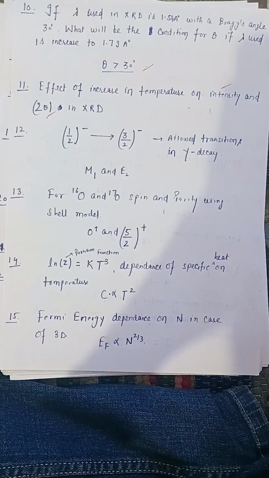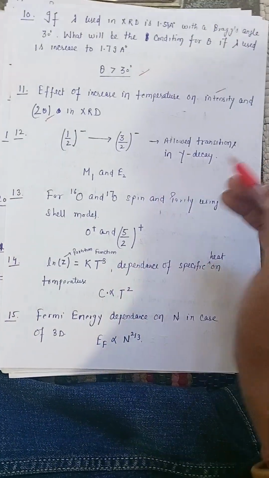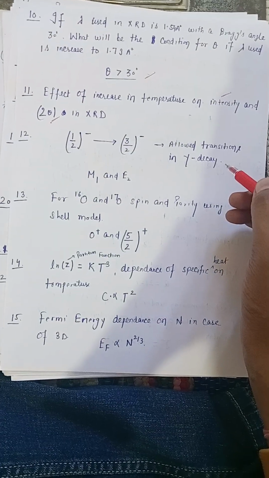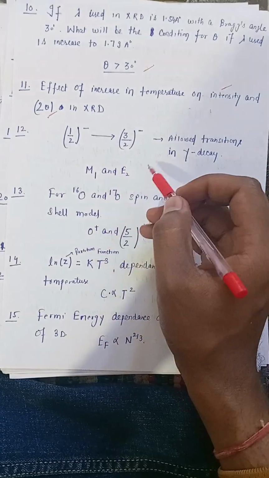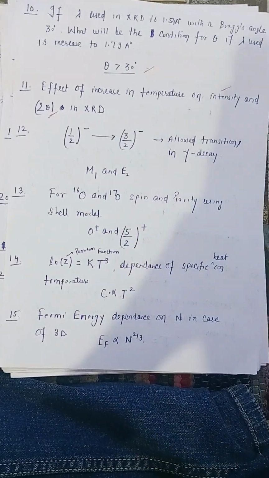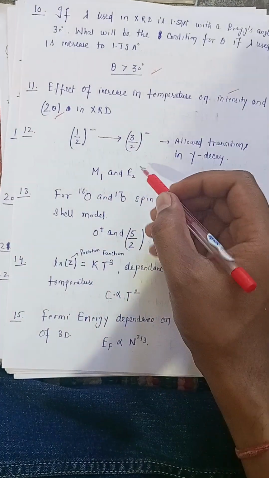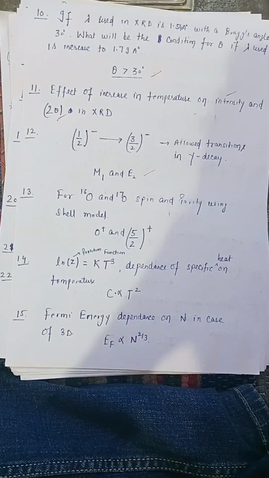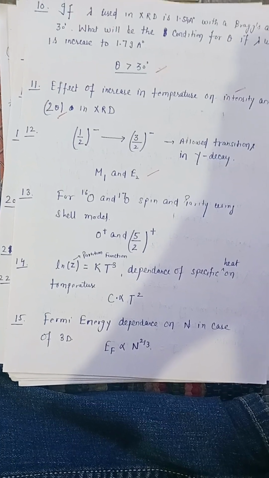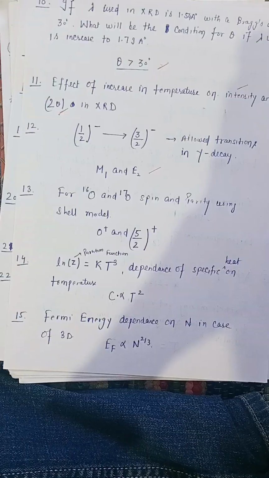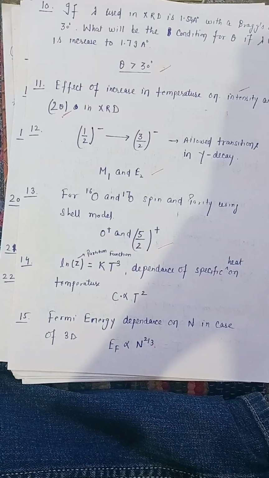Then 12th question is a transition was given half negative to 3 by 2 negative, and it was asked for which electric dipole and magnetic dipole transition it will be possible. So it will be M1 and E2. The next question is for O16 and O17 spin and parity using shell model was asked. So it will be 0 plus and 5 by 2 plus.